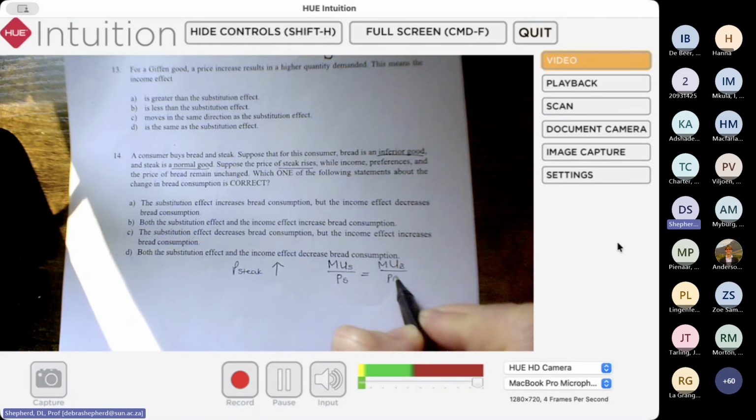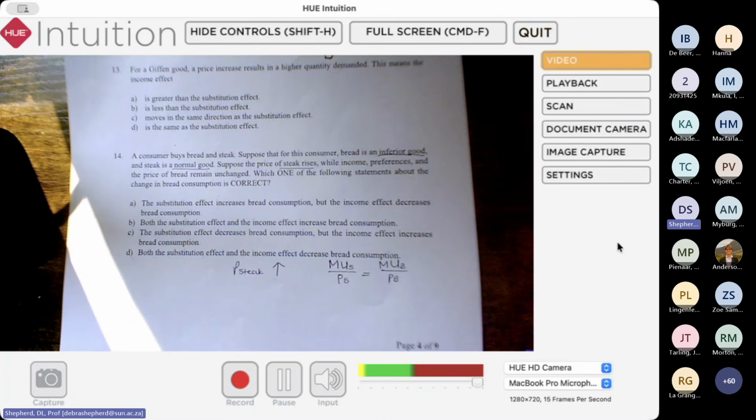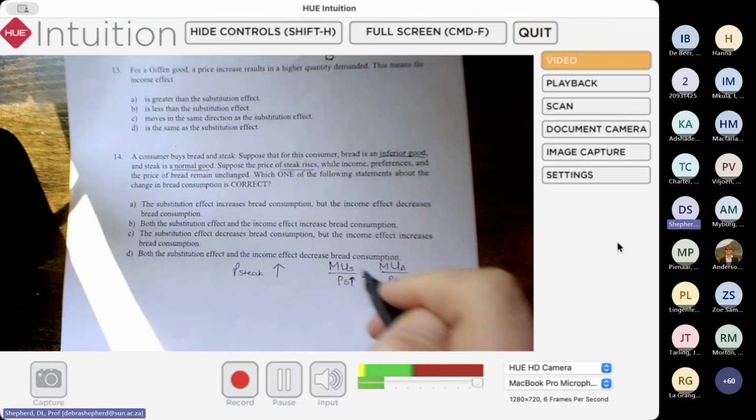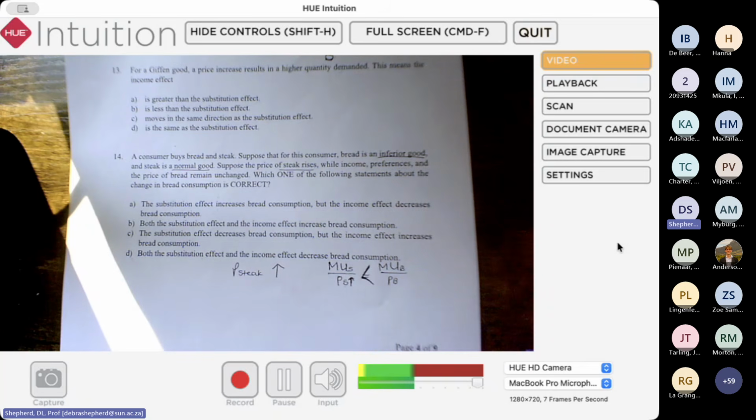Now the price of steak went up. What that means is that this denominator, the price of S, has gone up. The effect is that the marginal utility of steak divided by the price of steak will now be smaller than it was. And so the marginal utility of bread over the price of bread will now exceed the marginal utility of steak over the price of steak. So now, facing this higher price of steak, the consumer is no longer optimizing their consumption choice. They would need to respond by thinking about where they are going to get the cheapest satisfaction possible now.